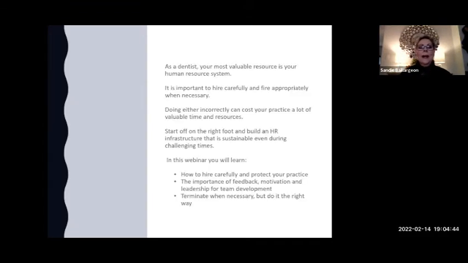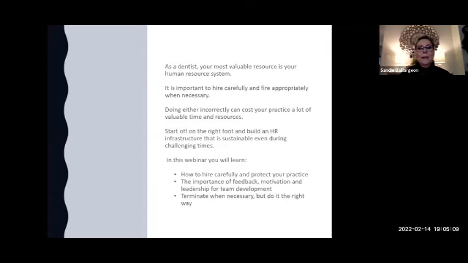So tonight we're going to talk about human resources in dentistry. As you know, as a dentist, your most valuable resource is your human resource system. And it's very important to not only hire carefully, but also to fire appropriately. So tonight we're going to talk about all of these things. So we're going to hire new staff, we're going to interview them, and go through the hiring process, and then we're going to immediately fire them, just to make the evening interesting.